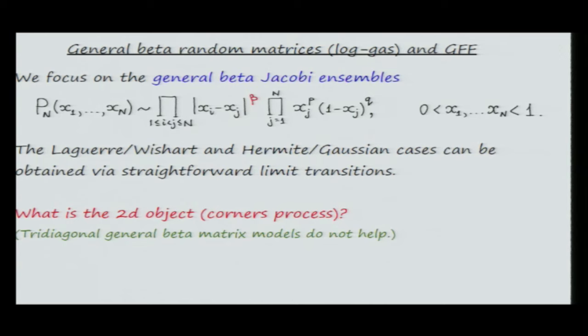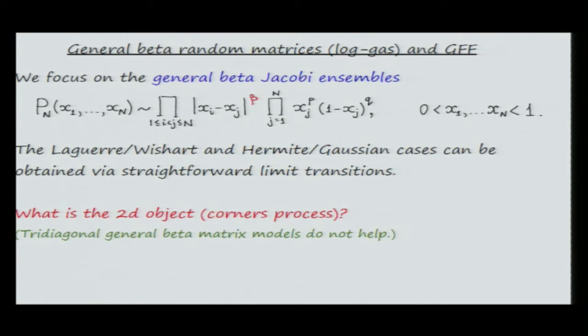They were introduced by Dyson, as far as I know, in order to study the GUE things from the point of view of log gas, from the statistical mechanical point of view. For the log gas, this beta corresponds to the inverse temperature. And so what I will do, I will take one ensemble like that.